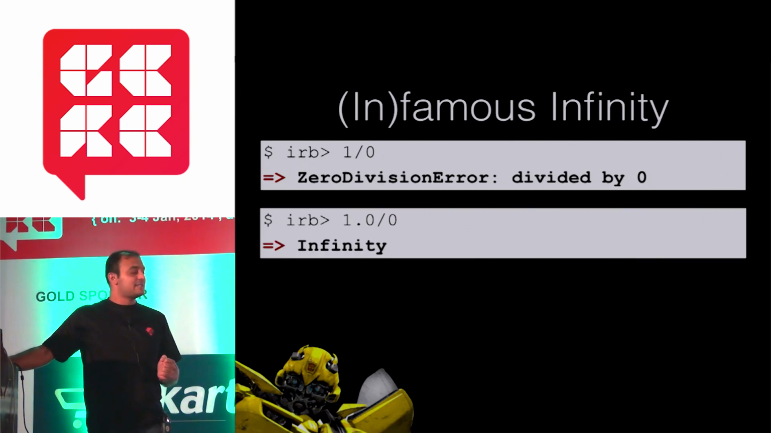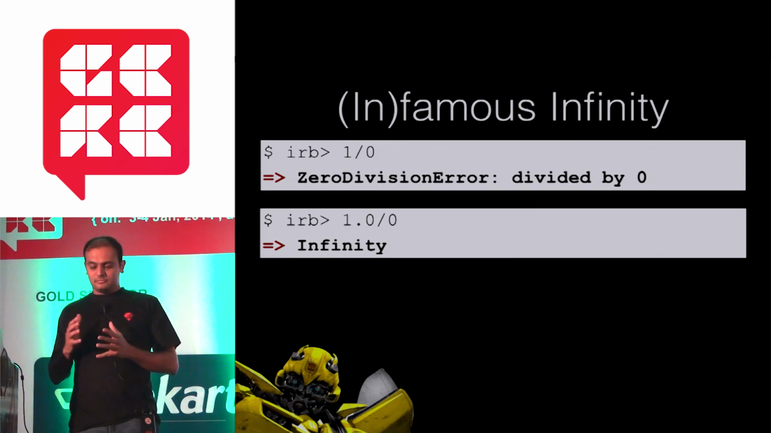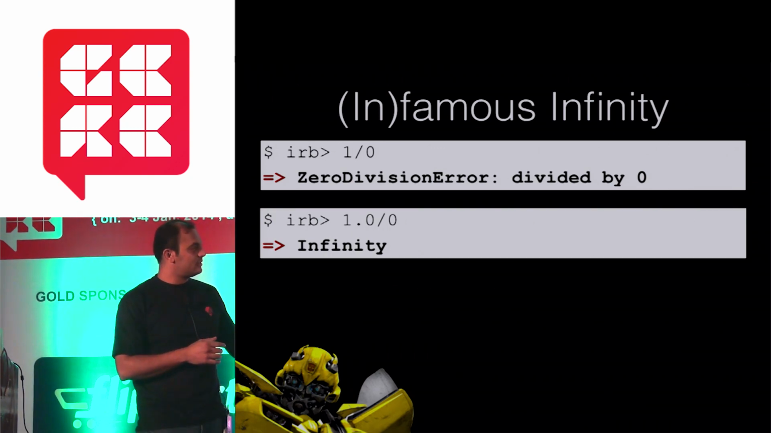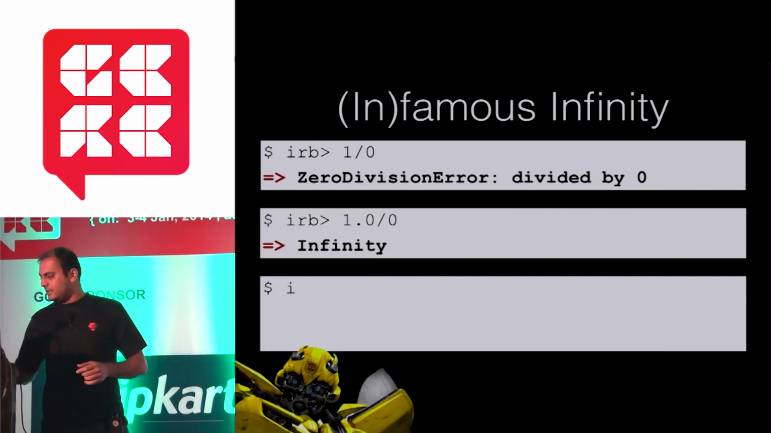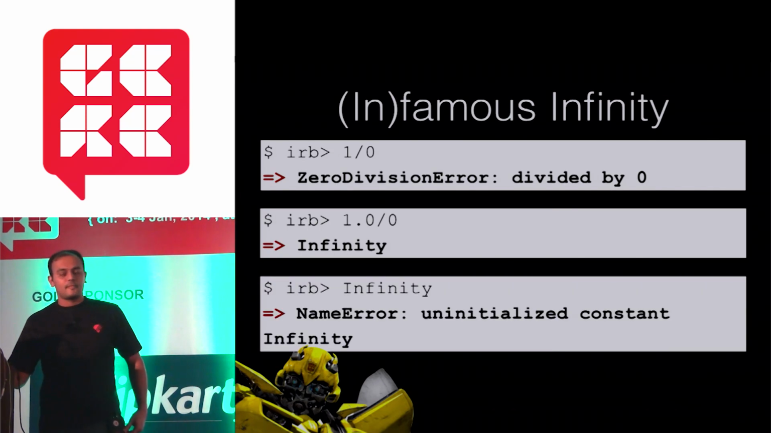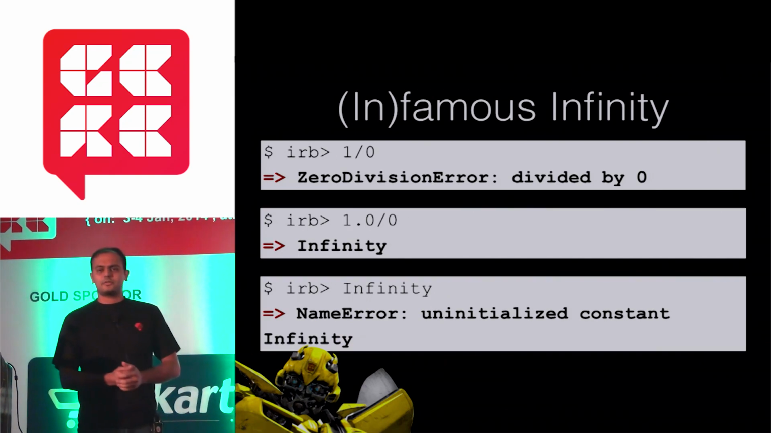Oops. This actually works. So we know that everything in Ruby is an object. So that looks like a class. So let's see what that is anyway. If you type this out, what do you think I get? So what's going on here?